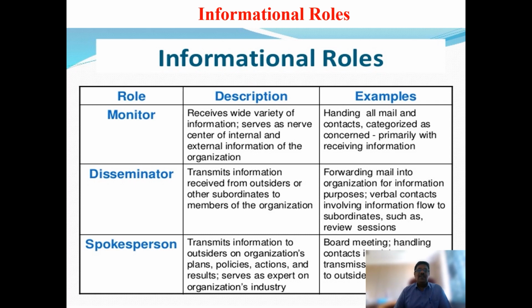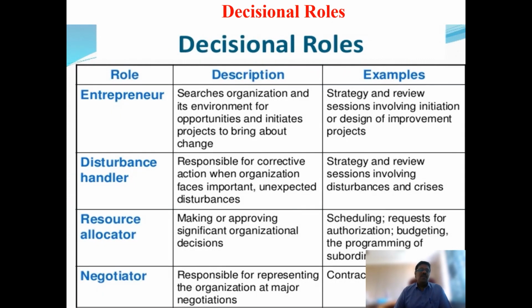Then the next one, decisional roles. What type of decisions do you have to take? There are more than three roles: entrepreneur, disturbance handler, resource allocator, negotiator. The entrepreneur searches the organization and its environment for opportunities, seeking opportunities to exploit. Disturbance handlers: if there are any hurdles to the company, they have to take the correct action. The resource allocator: the company has many resources, and decides how the resources are allocated to the departments to reach higher productivity.